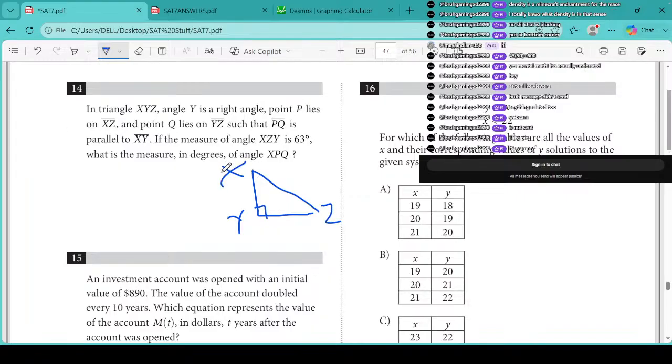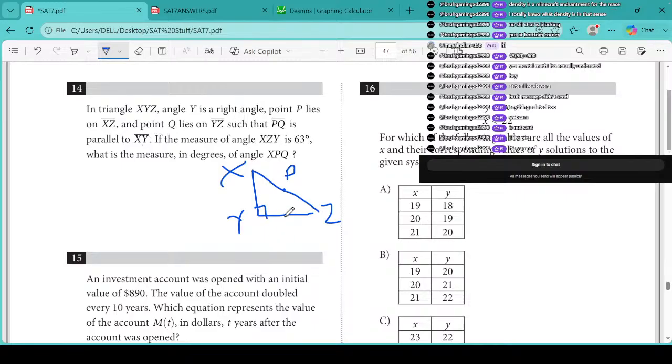Point P lies on XZ. Okay, P is somewhere here. P. Ugh, my handwriting, bro. There you go. Recognizable enough.